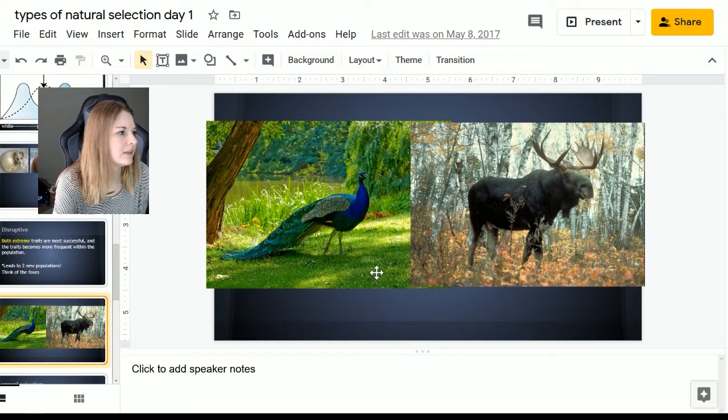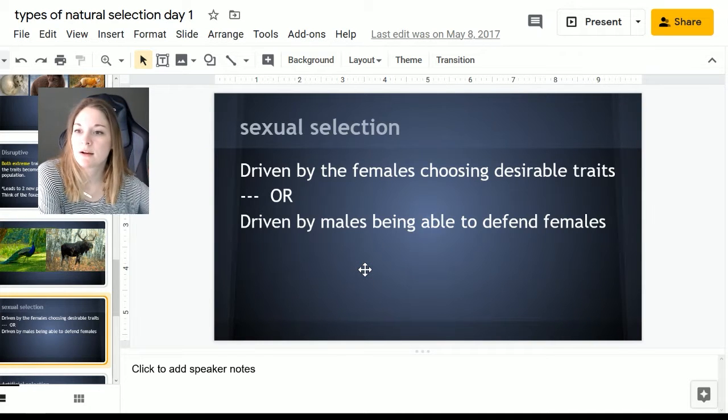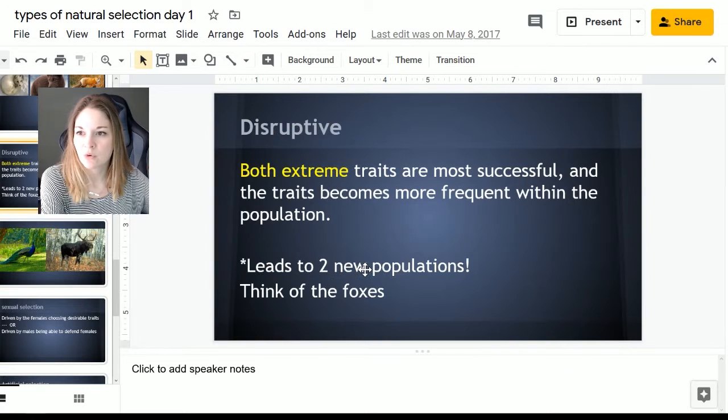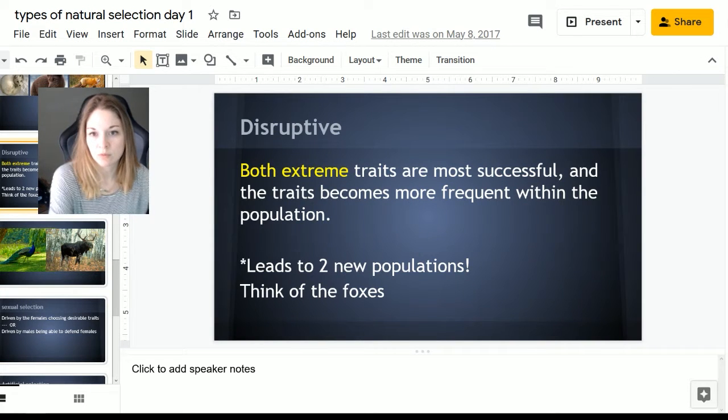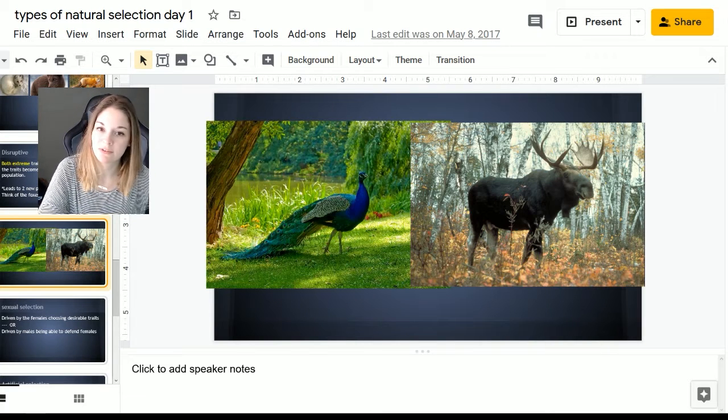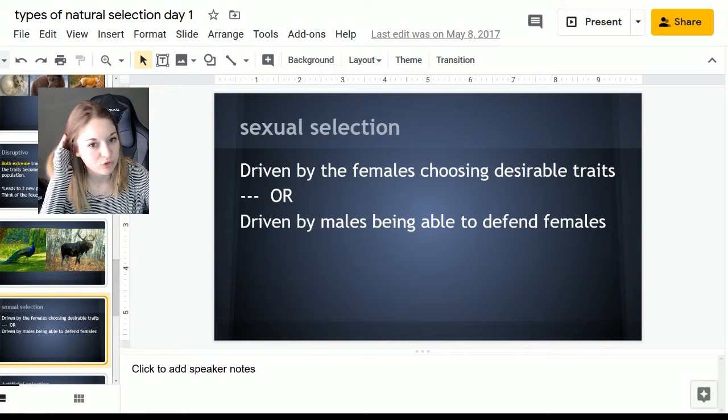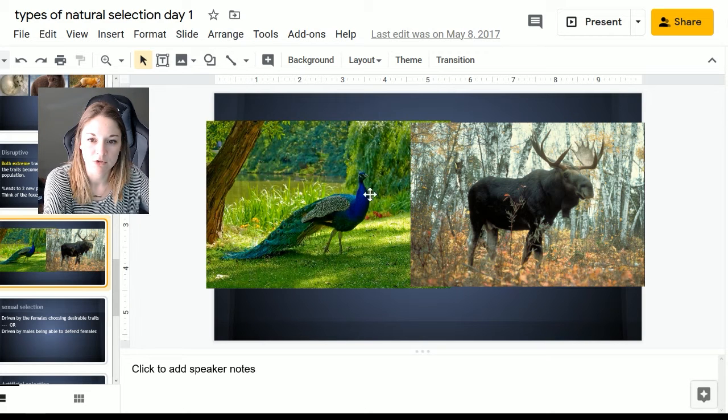This next part of the PowerPoint talks about other types of natural selection. Most organisms will fall into what I said: disruptive, stabilizing, and directional. However, that doesn't account for everything. There's still something called sexual selection. And what this means is that these traits are driven by one of two different things: either females choosing desirable traits, or females choosing males that can defend them. So it will come to either being showy, like the peacock, so females are attracted to all the flashiness, or females choosing being able to be protected, so something like a moose with these antlers.